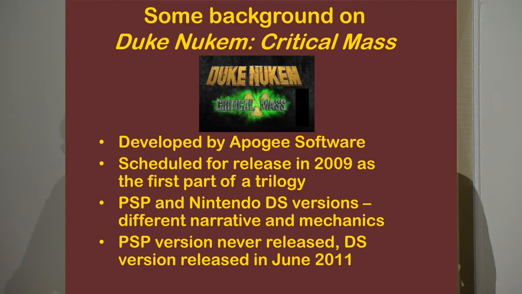It was developed by Apogee Software. The most important thing you need to know is it was supposed to be the first part of a trilogy. It was developed for two systems, Nintendo DS and PlayStation Portable. The DS version came out, the PlayStation Portable was not released at all commercially.